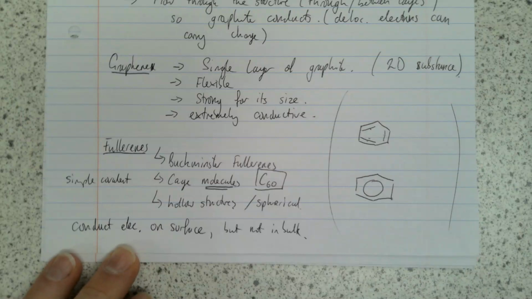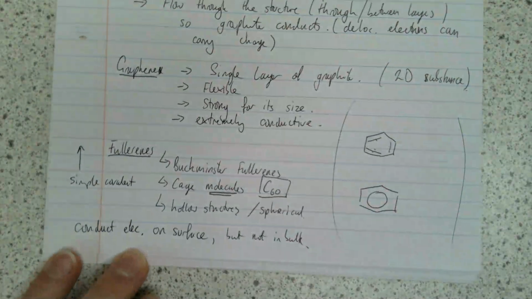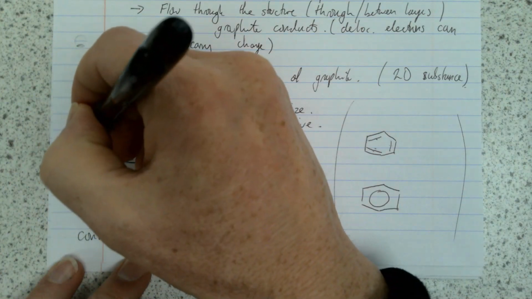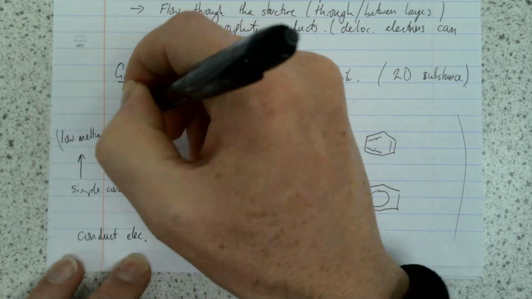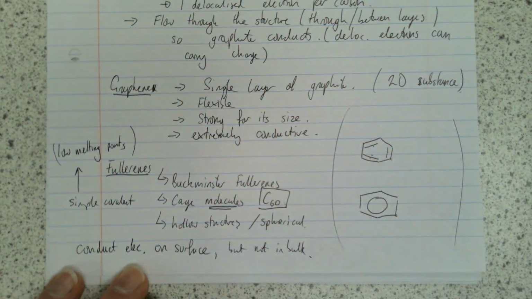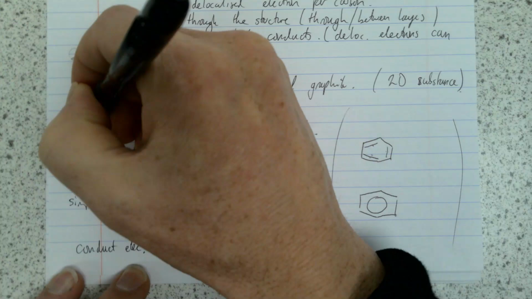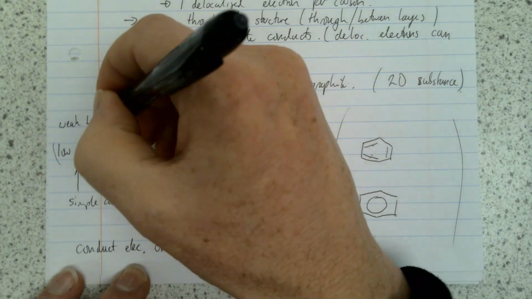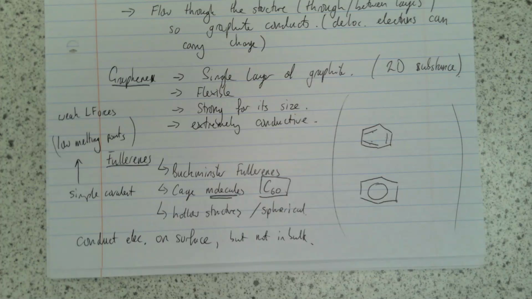Because the electrons can't hop from one molecule to the next. And because they're simple covalent, compared to all the other structures we're talking about today, they have low melting points because they've got those weak London forces between the molecules. Okay, so weak London forces between molecules, which can be overcome quite easily. So again, very brief reminder of what you were taught last year, nothing more than that.